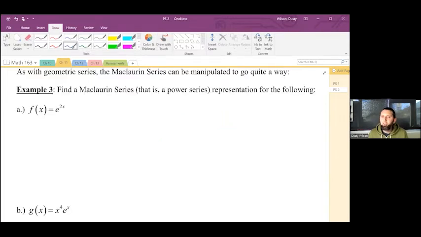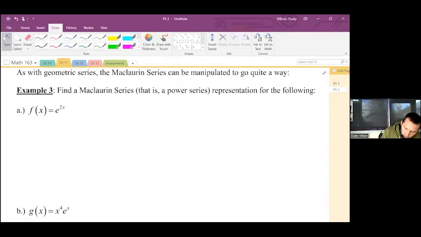So as with geometric series, the Maclaurin series can be manipulated to go quite a ways. So in example 3, find a Maclaurin series that is a power series representation for the following. So in A, we have f of x equals e to the 2x. So let's start by recalling the thing that we're given.